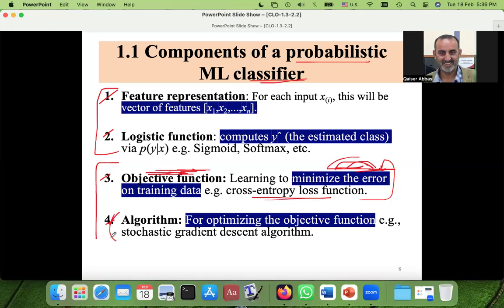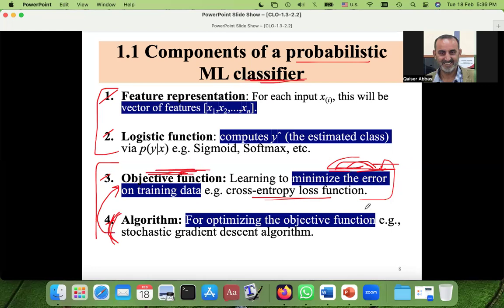And then the other thing is the algorithm. We need that because in these models the weights will be used, and the weights are continuously used with the input variables. Those weights are basically causing this error. And through this algorithm we want to optimize our objective function.